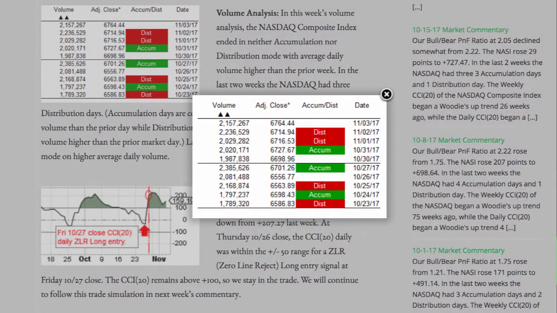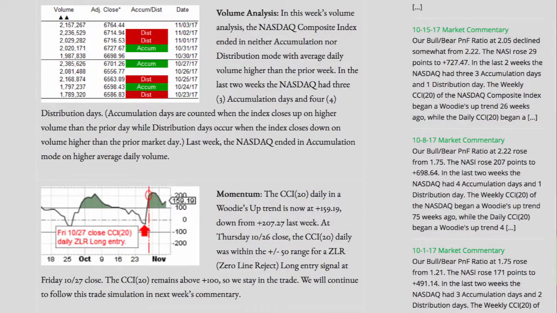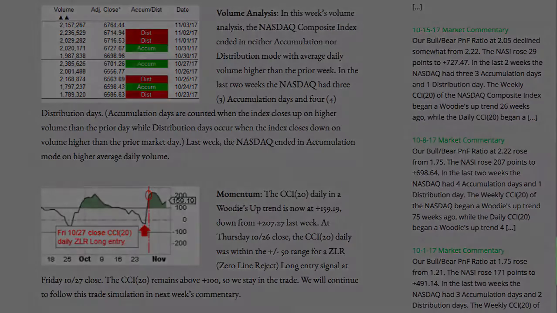Volume analysis. In this week's volume analysis, the Nasdaq Composite Index ended in neither accumulation nor distribution mode, with average daily volume higher than the prior week. In the last 2 weeks, the Nasdaq had 3 accumulation days and 4 distribution days. Accumulation days are counted when the index closes up on higher volume than the prior market day, while distribution days occur when the index closes down on volume higher than the prior market day. Last week, the Nasdaq ended in accumulation mode on higher average daily volume.